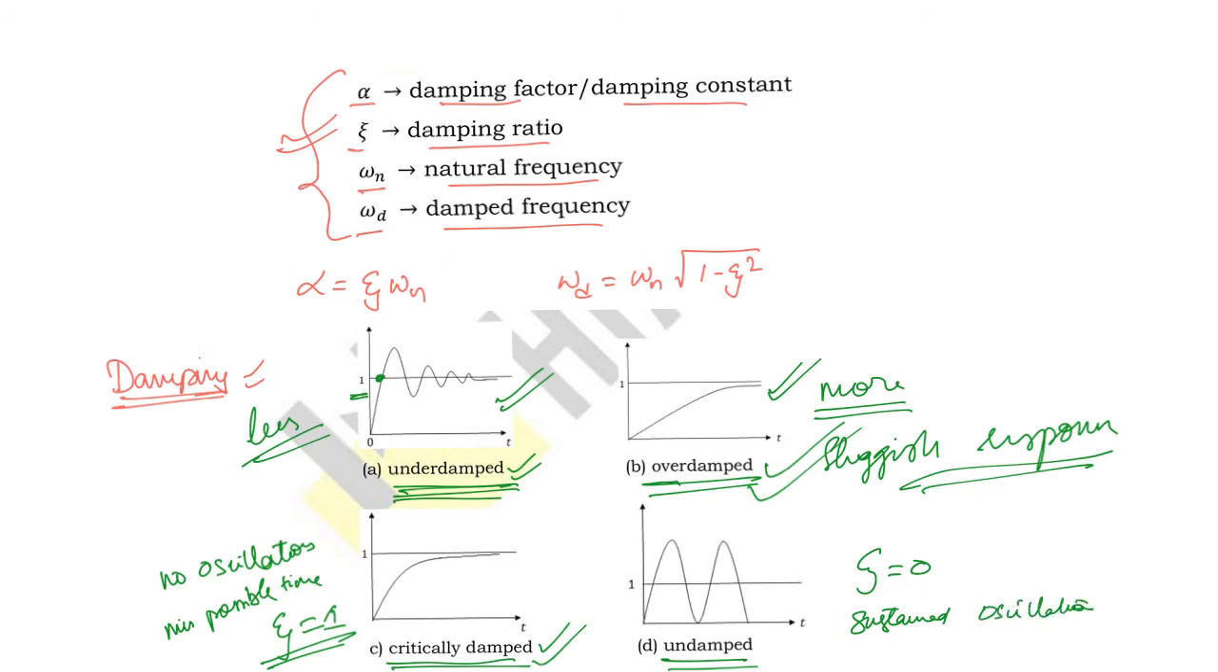Okay, so these are the different dampings that we see for a second order system for a unit step input. Now, what is the characteristic equation of a second order system? So we have seen that it is s square plus 2 zeta omega n s plus omega n square equal to 0. Okay, you can derive it also, we have discussed it before.